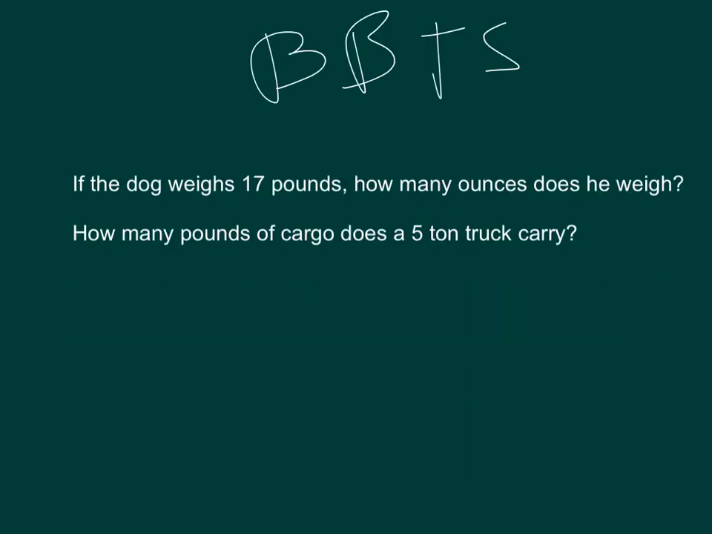Which brings us to our 2 bring back to school problems. It says if the dog weighs 17 pounds, how many ounces does he weigh? And how many pounds of cargo does a 5-ton truck carry? If you would like to use a calculator on any of those, totally okay with that. All I ask is when you're showing your work, you do set it up like a multiplication or division problem, depending whichever one you need to do. Then just write that you used a calculator.